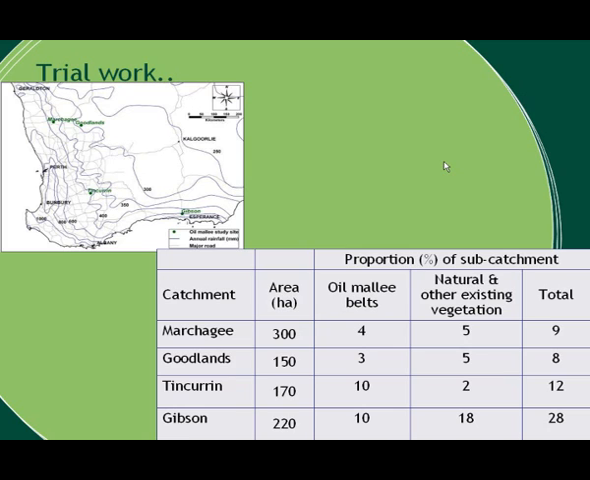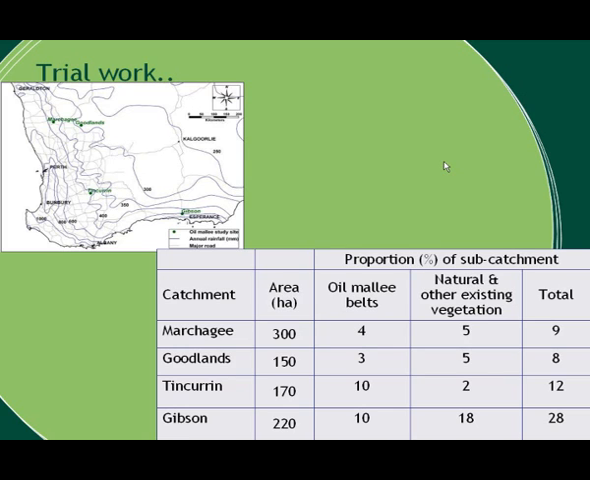belt. These 4 sites have been at Marchagee and Goodlands in the northeastern wheat belt, at Tincarron in the central, and at Gibson out near Esperance. So there in the bottom right-hand table are the statistics of those sites. Marchagee with 300 hectares, oil mallees at 4% coverage, and natural and the other existing vegetation at 5%, so a total of 9% of that catchment.